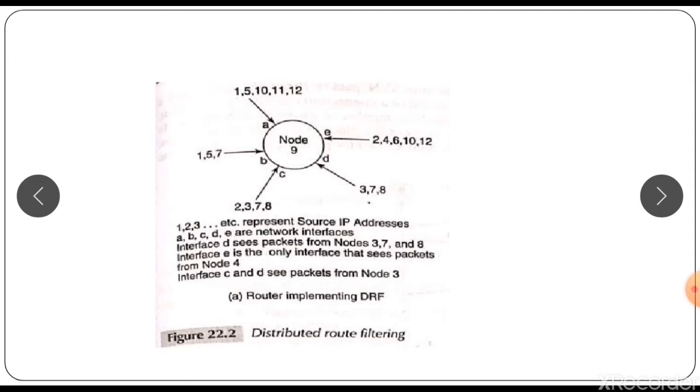In the simplest implementation of the filter, the router checks whether a packet has arrived on its acceptable interface based only on the packet source IP address. For example, if you consider the source address as 7, if it arrives through interface C, it would be forwarded. However, if another packet with the same source address 7 comes through E, it would be suspected of having a spoofed source address and will be discarded.